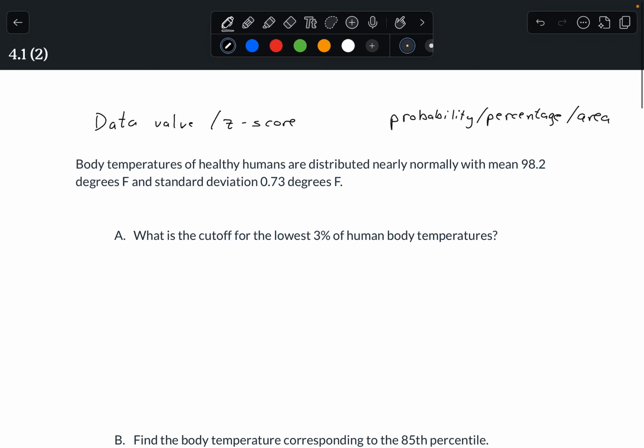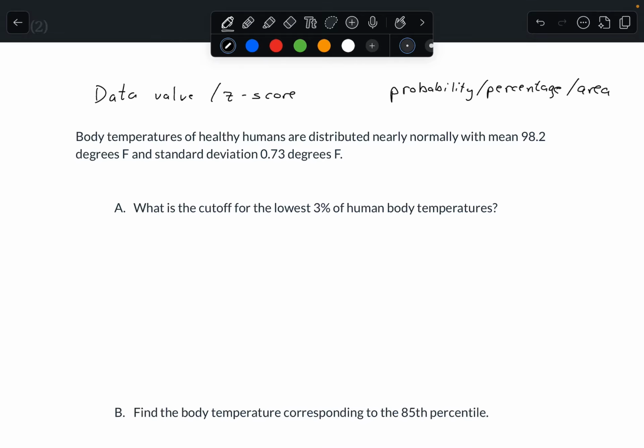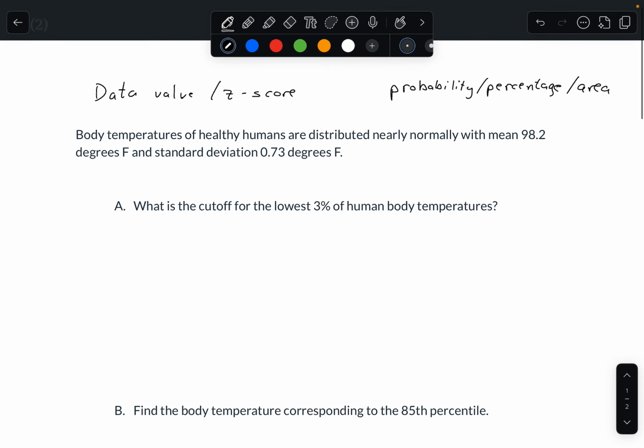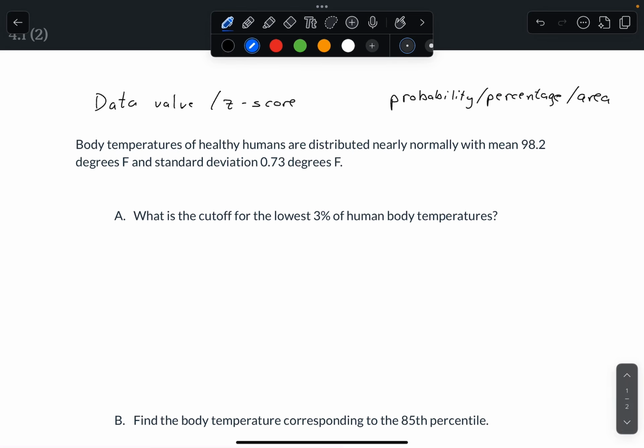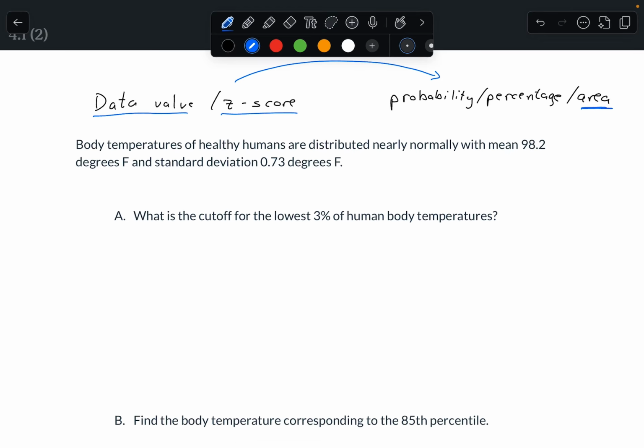In the last video for this section, we're going to ask ourselves, what if we want to go backwards from the typical type of problem that we've been seeing before? So in all of the other problems that we've looked at, we've either started with some real-world data value or perhaps a z-score, and then we've used our normal table to help us find a probability or percentage, or if you want to think about it as an area under your normal curve, that's what we've done up until this point. In this section, we're going to say, well, what if I want to go backwards?